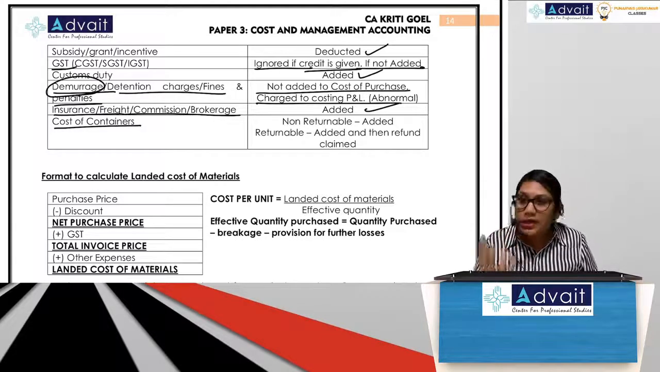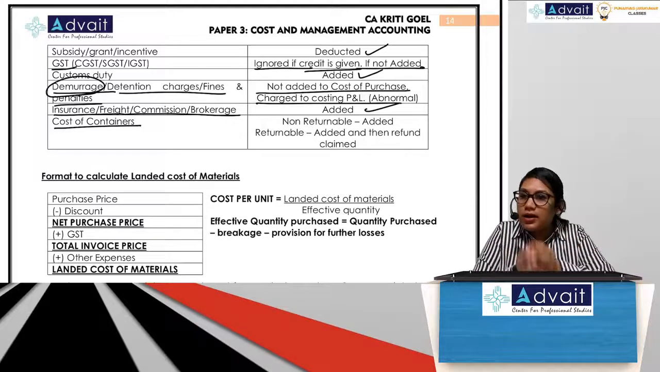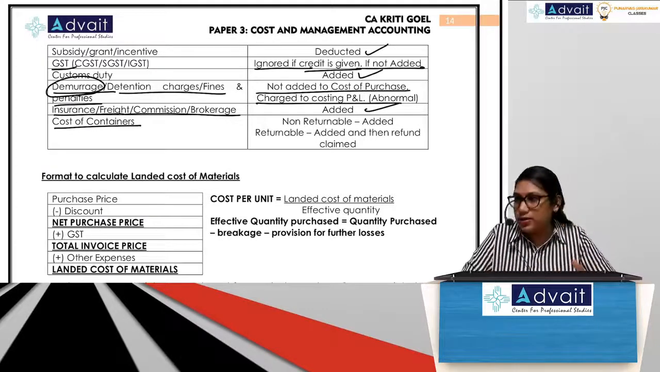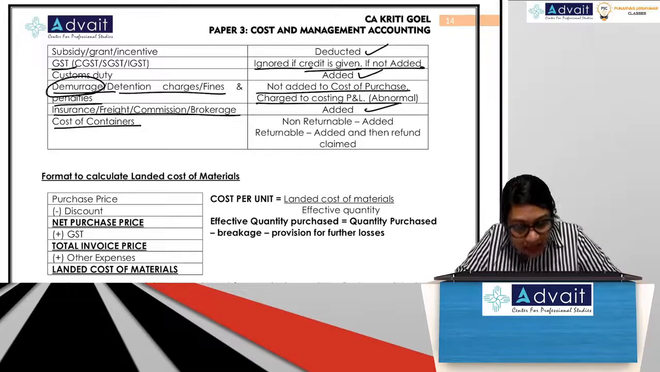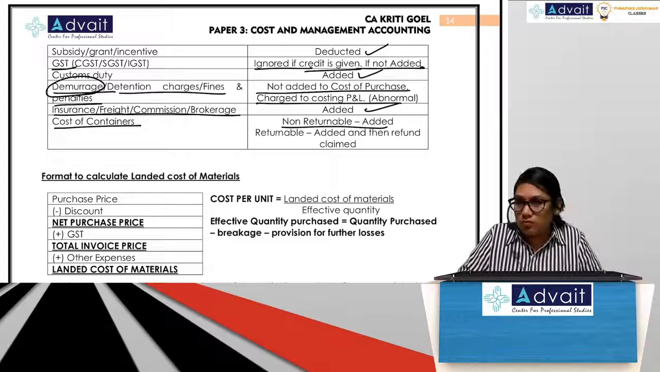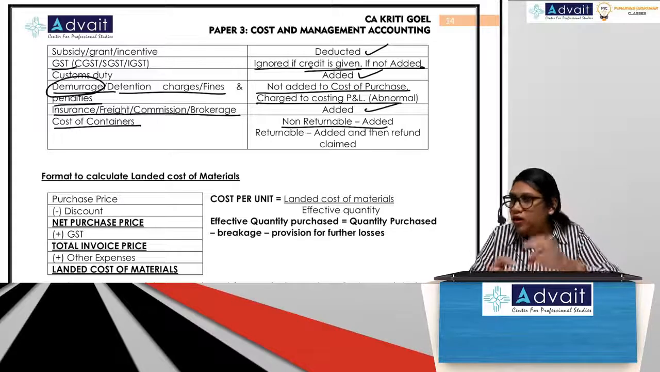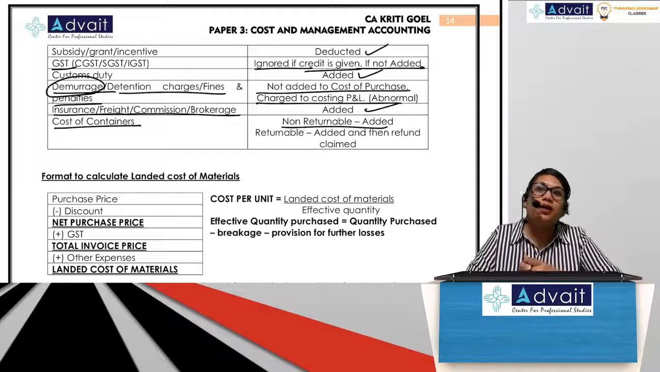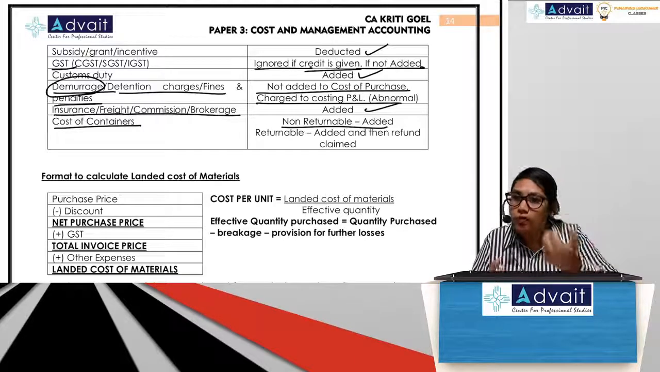Now, certain materials have to be transported only in containers. You cannot transport them otherwise. So what do you do with these containers? Do you add the cost or do you not add the cost? So it depends. If the containers are non-returnable, so the material comes with the container itself, so the container need not be returned, then it is very much part of the cost of material. So in that case, you will add it.